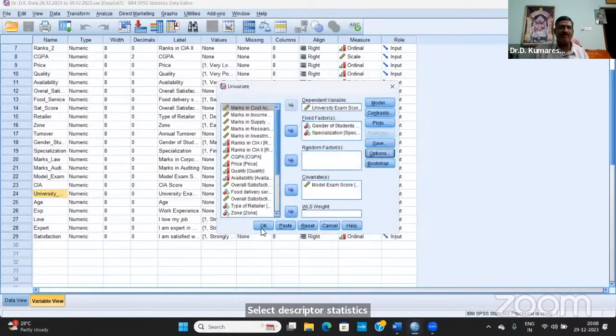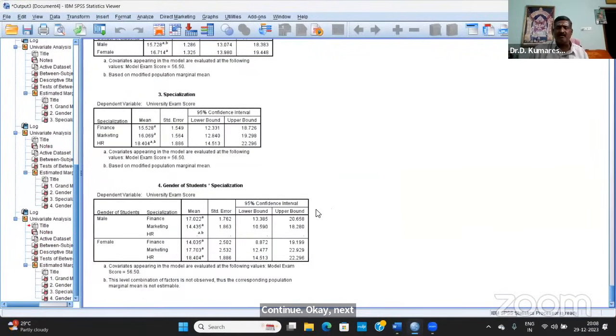Continue. Okay, that's all. This is all about ANCOVA. So ANCOVA has one dependent variable, at least one covariate variable, at least one independent variable. We assume that the covariate variable influences the dependent variable. There may be a correlation between covariate variable and dependent variable. That's all. Now we'll go to MANOVA.